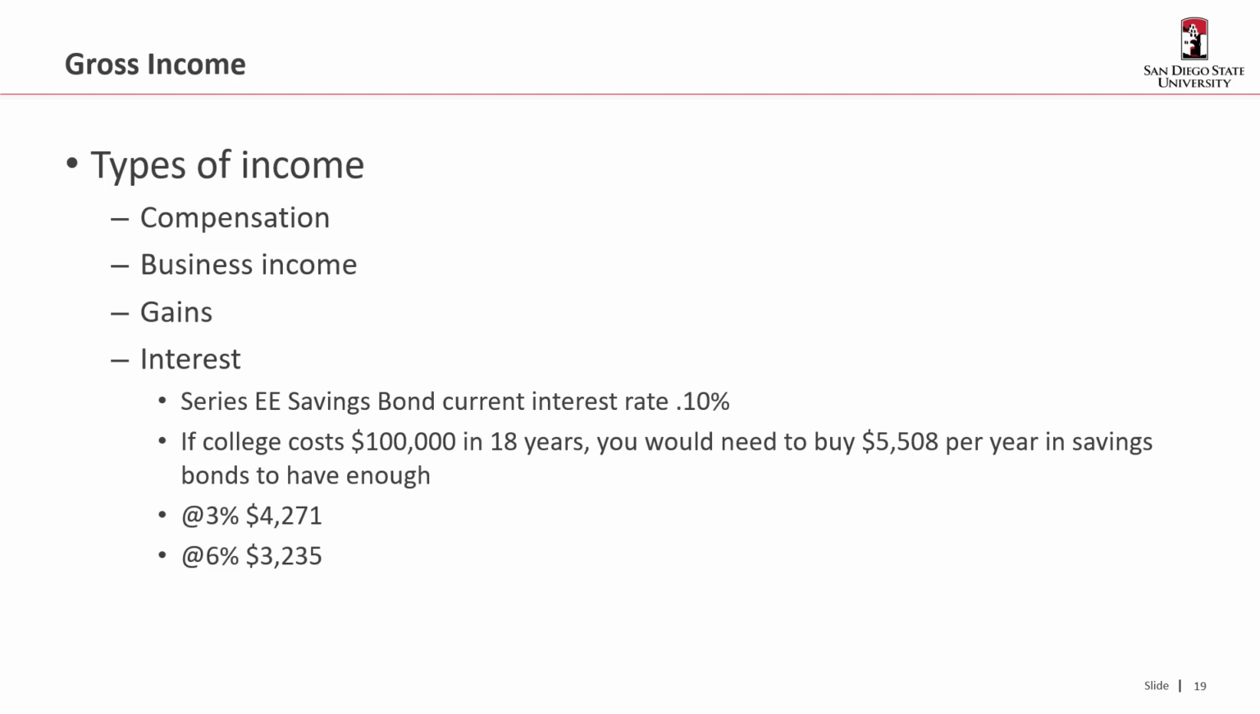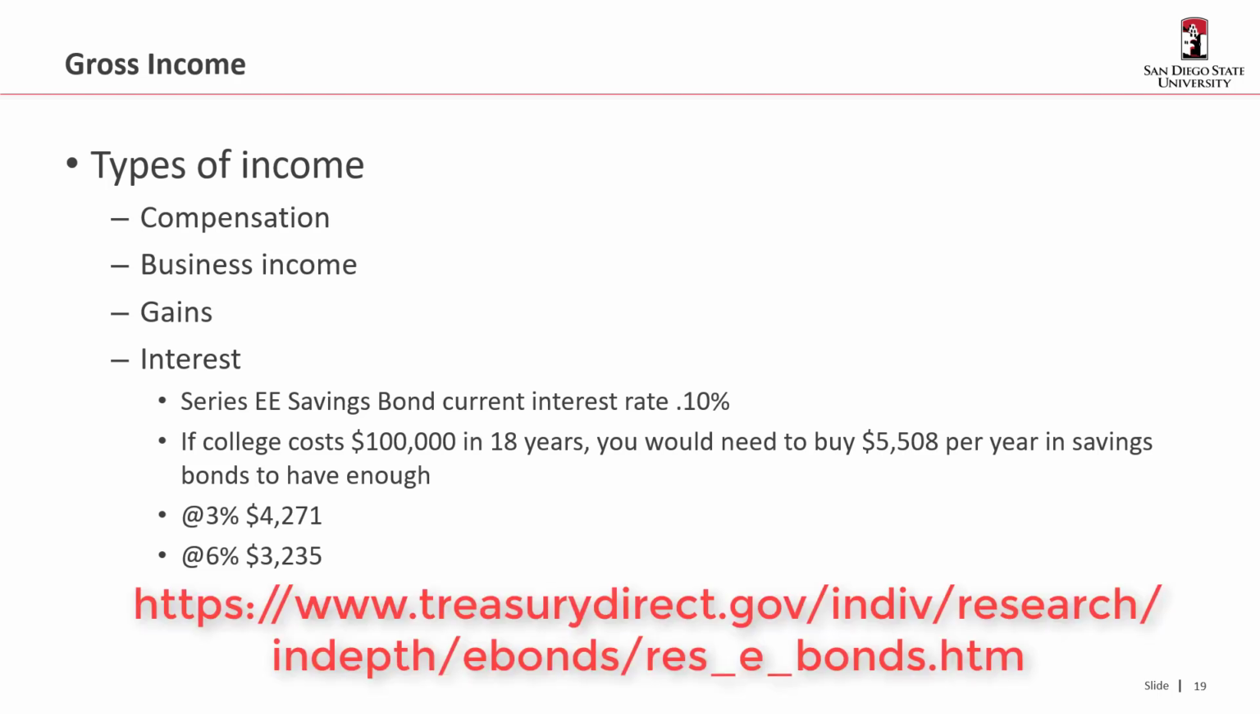So if college costs $100,000 in 18 years, you would need to buy 5,508 of these per year to have enough. At 3%, you'd only have to put in 4,271. At 6%, you'd only need to save 3,235. And I guess my point is, Series EE savings bonds are a terrible investment. And so my advice is, don't use them, right?